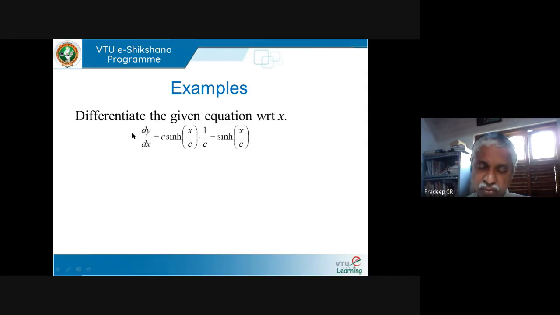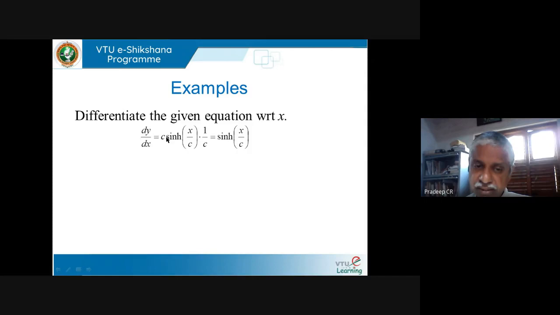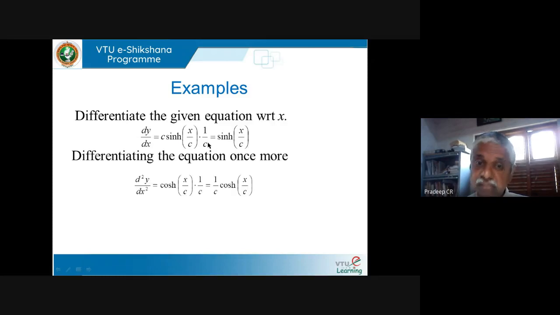If y is equal to c cosh(x/c), dy/dx is c sinh(x/c) into 1/c. The c gets cancelled, I get sinh(x/c). Now I want to find d²y/dx². So differentiate this once more. The derivative of sinh is cosh, so cosh(x/c) into the derivative of x/c. The derivative of x/c is 1/c. So I'll get d²y/dx² is 1/c cosh(x/c).